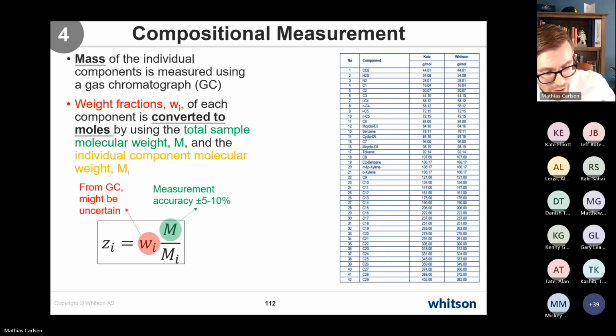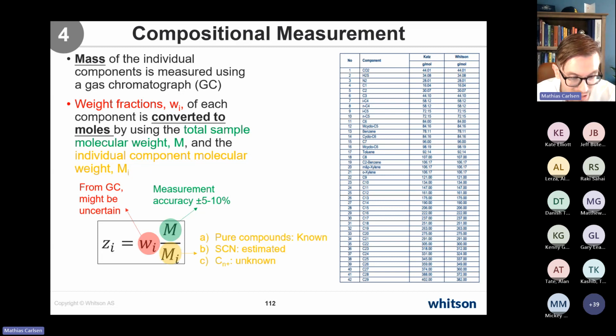This thing is also measured, but it actually has an uncertainty of plus or minus 5 to 10%. And then this one is known if you're dealing with a pure component, and it's estimated if you're dealing with a single carbon number component. In the table to the right, this is just from a Schlumberger report, and they report the Katz body molecular weight, and Curtis also wrote a paper.